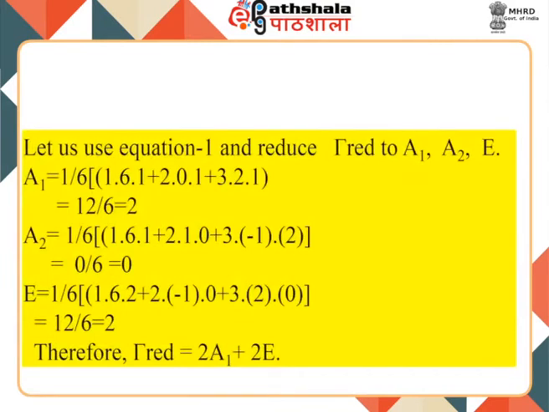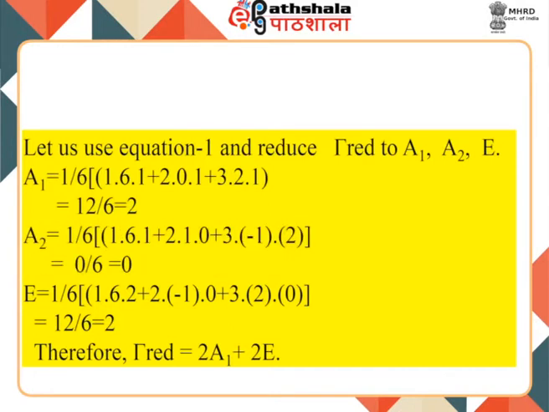Let us use equation 1 again to reduce tau reducible to A1, A2 and E. For A1, we can write out the equation as 1 by 6 within bracket, 1 into 6 into 1, 2 into 0 into 1, 3 into 2 into 1, that is 12 by 6, 2. A1 is present 2 times.